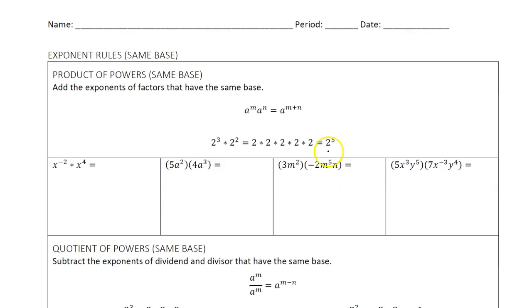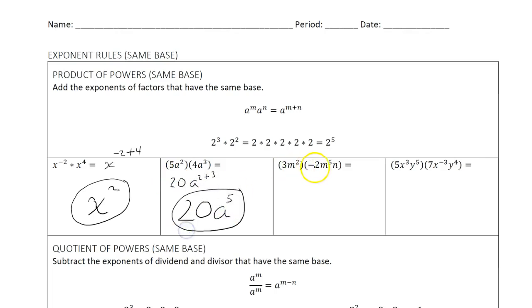Now that you have tried it, check your work. Add the exponents together, so x to the -2 plus 4 is x squared. Multiply numbers first when there are coefficients. So 5 times 4 is 20. Add the exponents of a for 2 plus 3, so we get 20a to the fifth. Multiply the numbers first, for 3 times -2 is -6. Add the exponents of m for 2 plus 5, and write the n, so we get -6m to the seventh n.